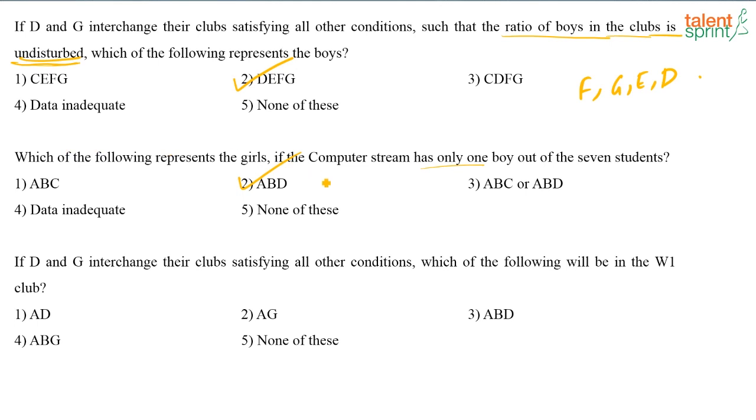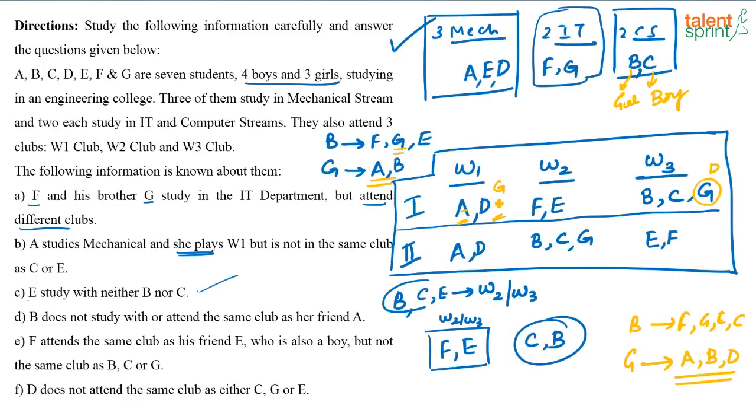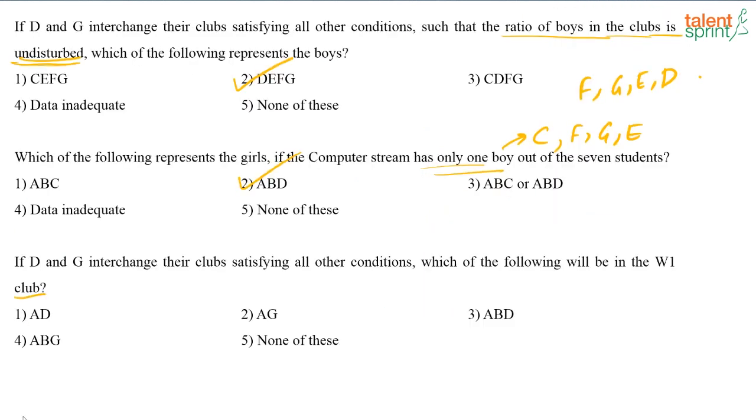Which of the following represent girls if computer stream has only one boy? So the one boy in the computer stream is C. So your boys will become C, F, G and E. So who are the girls? A, B and D have to be the girls. Then if D and G interchange their club satisfying all other conditions, which of the following will be in the W1 club? So who was there in the W1 club earlier? A and D was there. Now who will be there? A and G will be there.